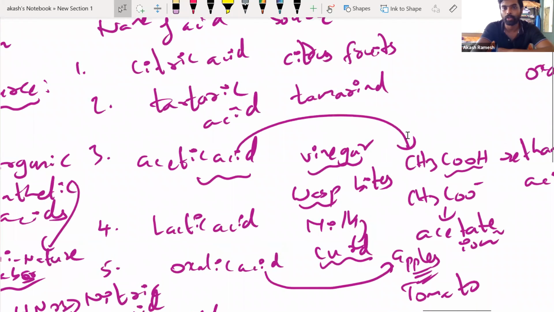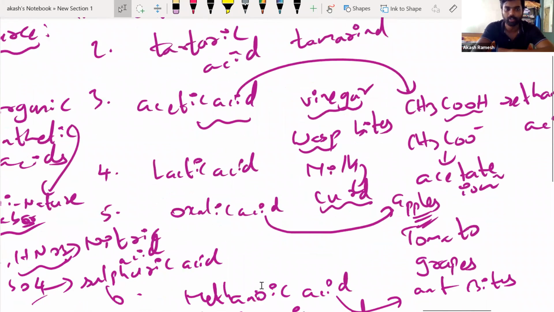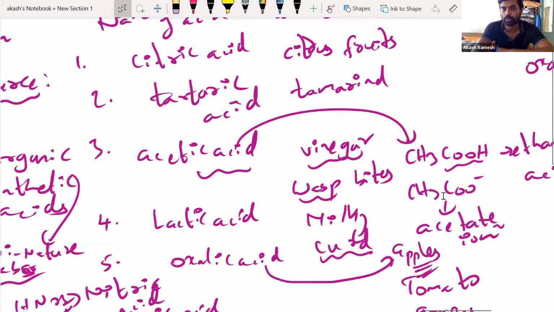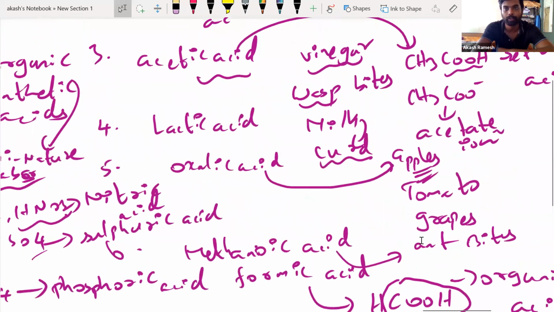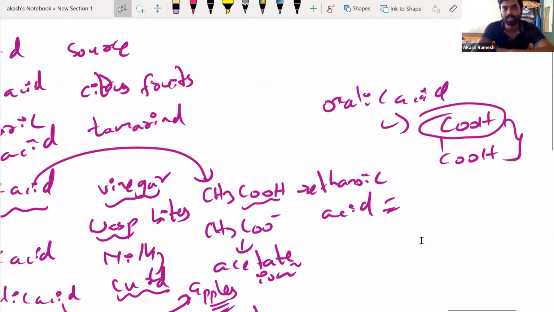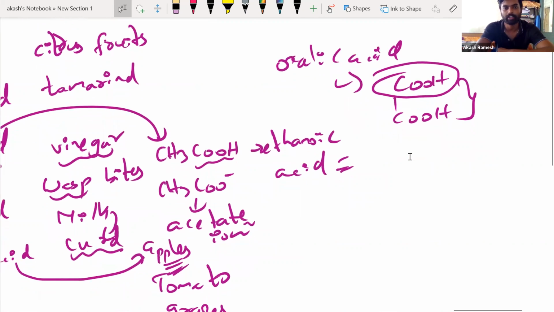I told you the moment you see COOH, that is the functional group in all the organic acids you see here. This COOH will be common. For example, acetic acid is CH3COOH, formic acid is HCOOH, and oxalic acid also has COOH. You can see this COOH is common for all the organic acids. I think this is where we stopped last class.